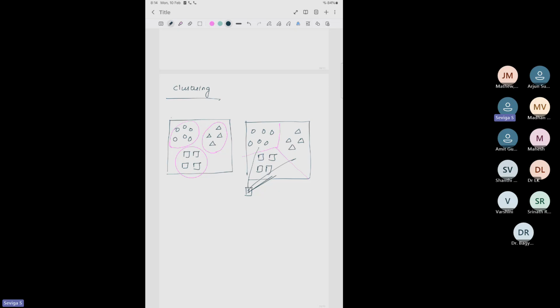So in this scheme, if you have labels, it is easy to cluster. Suppose you have data without labels that fall into a category, it is called unsupervised learning.